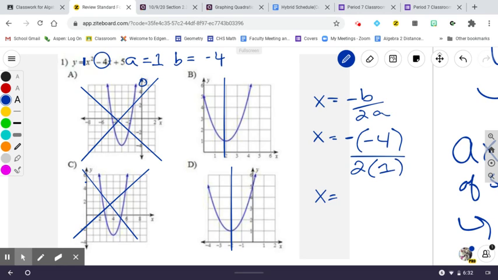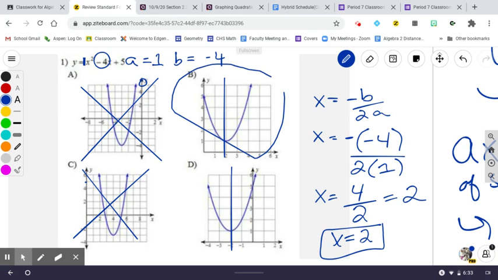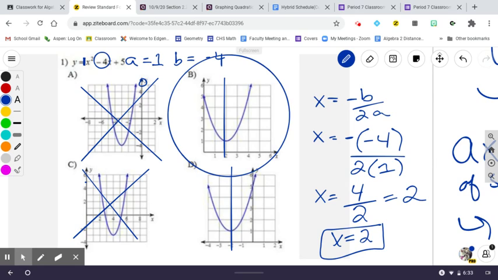So negative of negative 4 is really positive 4. And then 2 times 1 is 2. So therefore, my axis of symmetry is positive 2. X equals positive 2. So we really technically don't even need to find the vertex, because this is the one that has an axis of symmetry at positive 2. So that is the answer. That was supposed to be the answer for this one.